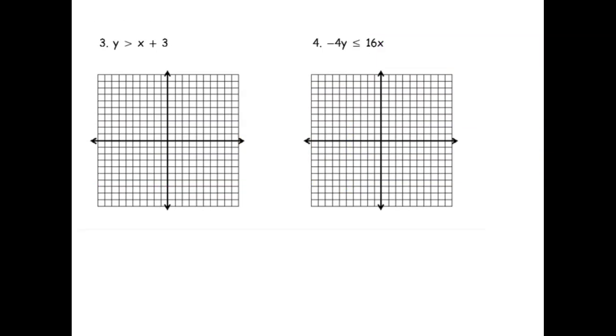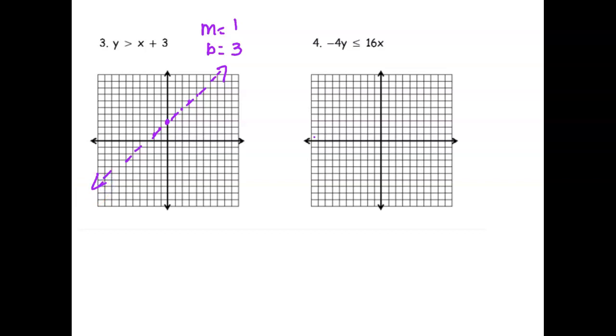These are probably good examples for you guys to try. Pause the video and then come back, okay? I'm going to go ahead. My slope here is 1. My y-intercept is 3. So when I graph it, I start with my y-intercept. My slope is 1. And I notice it's just greater than, so I know I'm going to have a dashed line. So I'm going to make my dashed line like that.